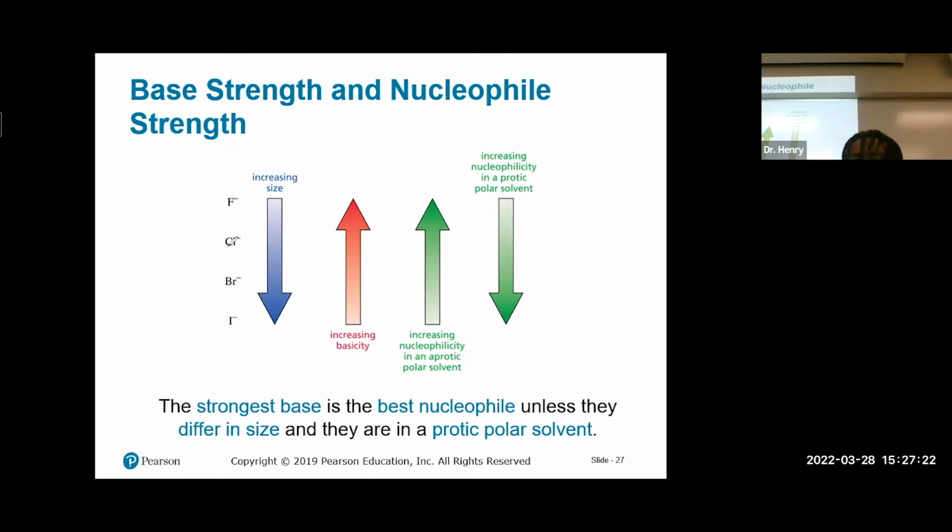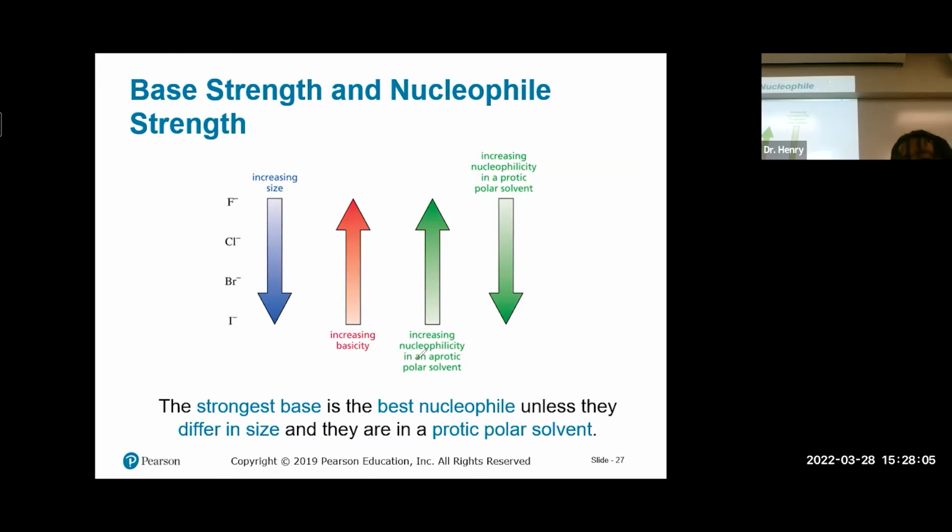Okay, so if we have it in an aprotic solution, do we expect these ions to increase or decrease in terms of their nucleophilicity? Mm-hmm.